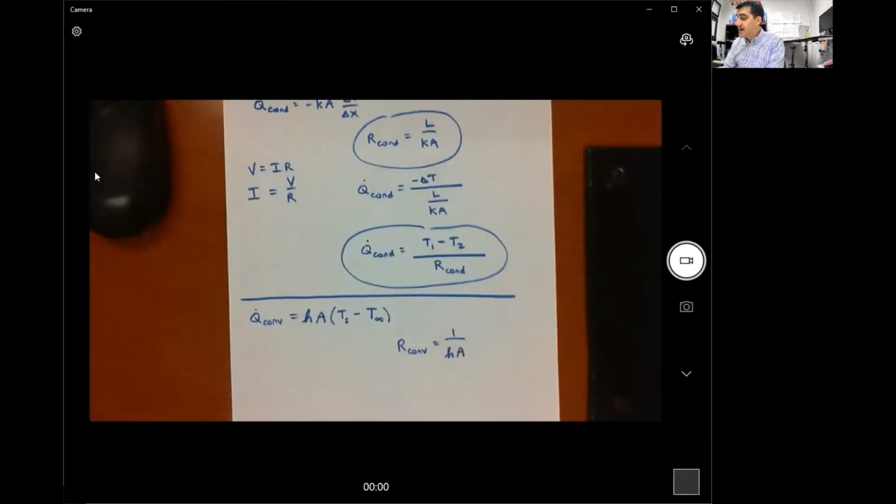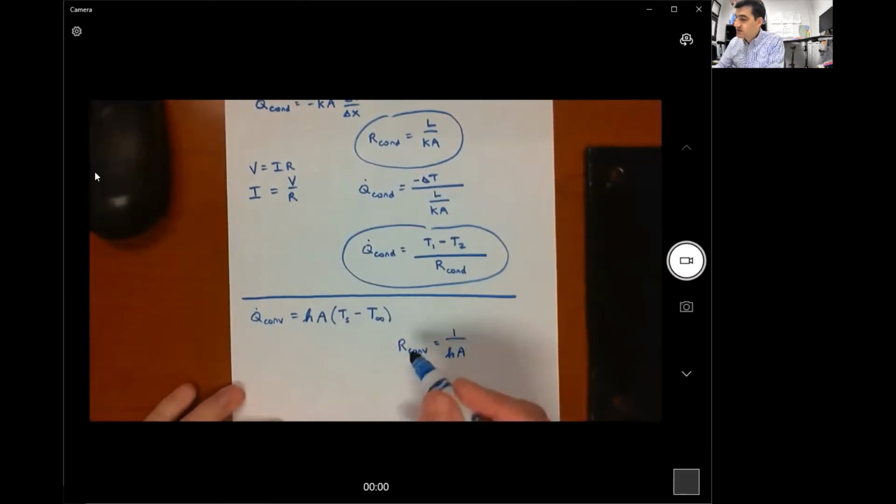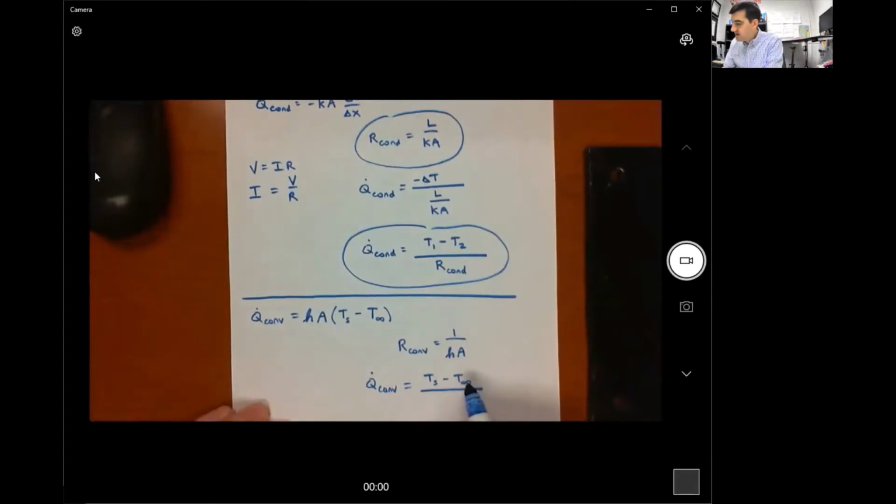All right, so now when I plug it into an equation that looks just like that, Q convection equals our delta T, which is now just slightly different. It's still Ts minus T infinity. So the difference between the solid surface temperature minus the bulk fluid temperature, that's our delta T. That's driving the heat transfer. And now our R convection, which is just 1 over HA.